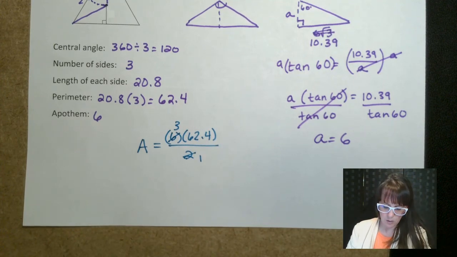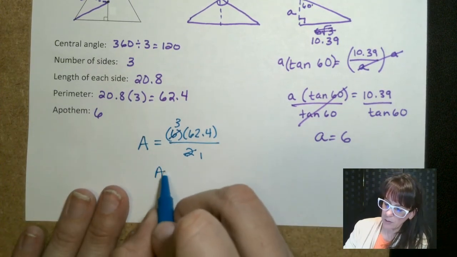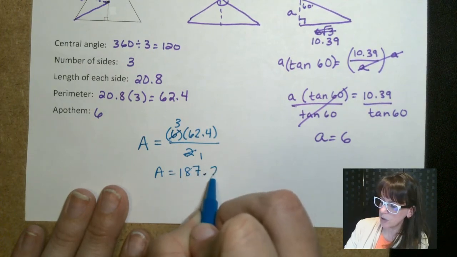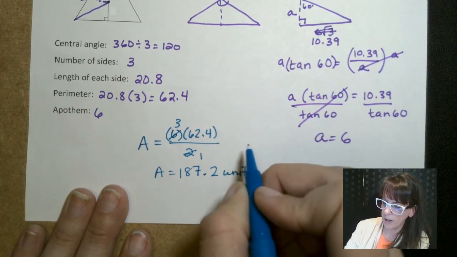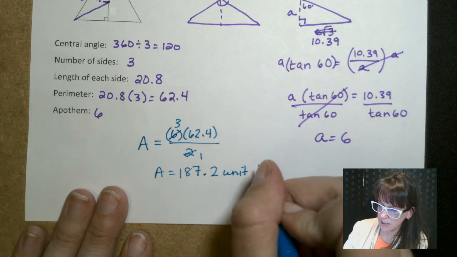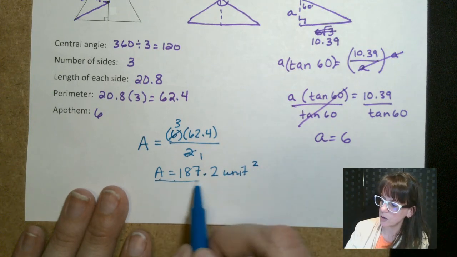So 62.4 times 3 gives me area equals 187.2 units squared. Excellent.